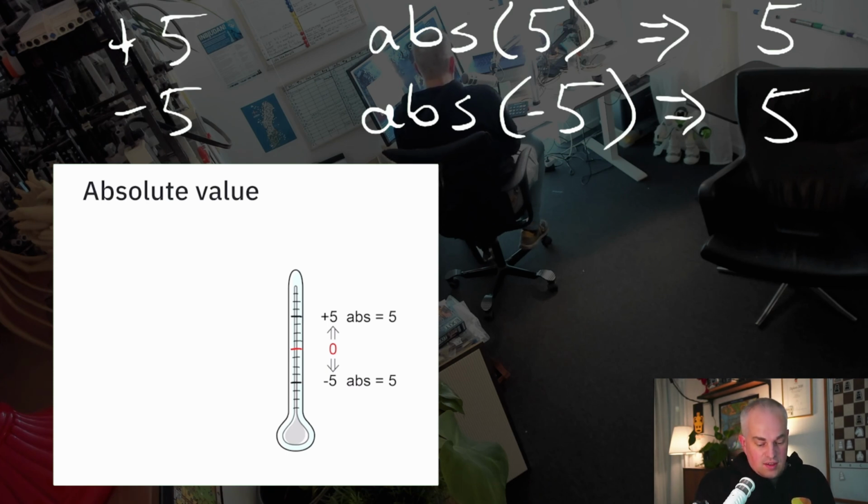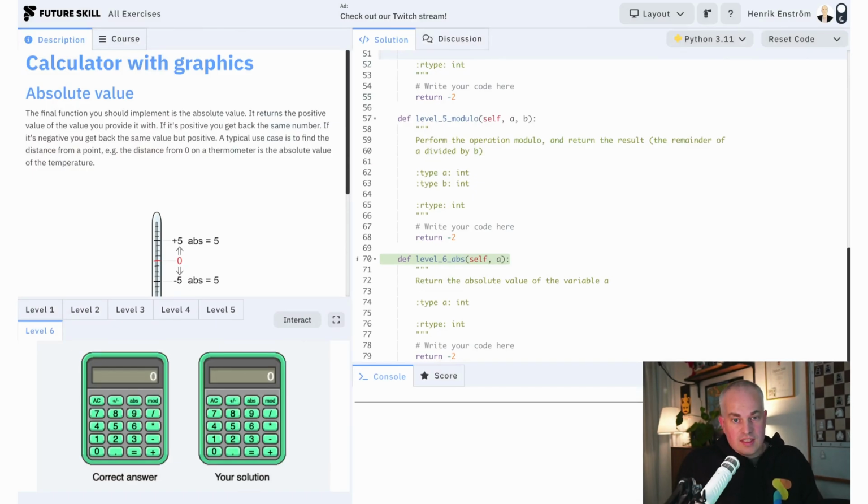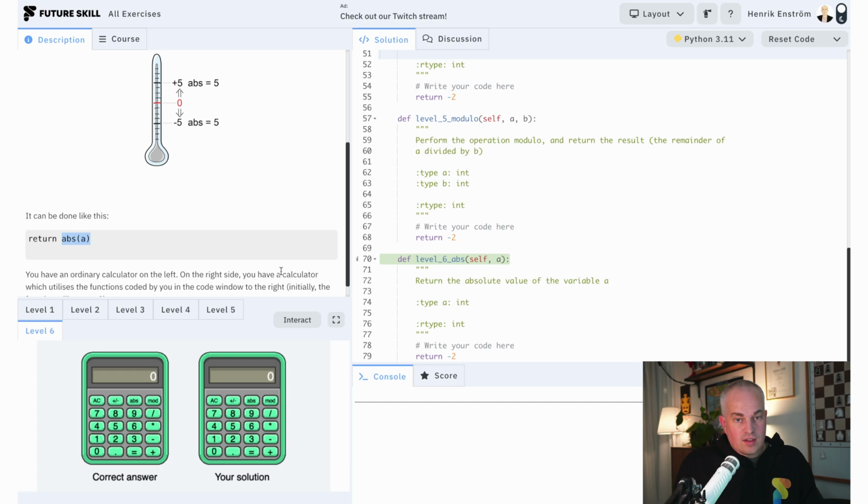It's shown here because if we ask what is the difference from the 0 line, both -5 and +5 are 5 degrees from 0. So that could be one instance where if you take the absolute value, you get the 5, which is the difference in degrees from 0. And that is what we do in level 6 here, return the absolute value. Typically it's called abs of whatever the input is. So abs a is what you would return here.